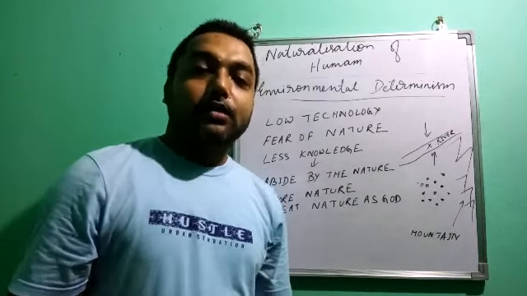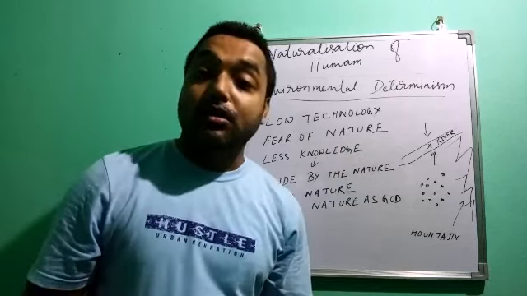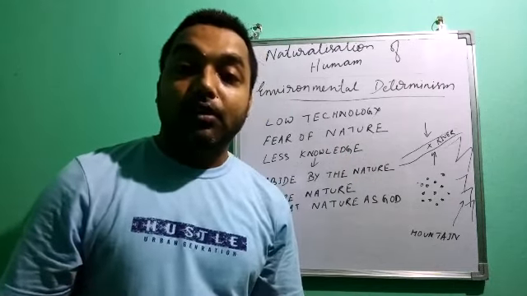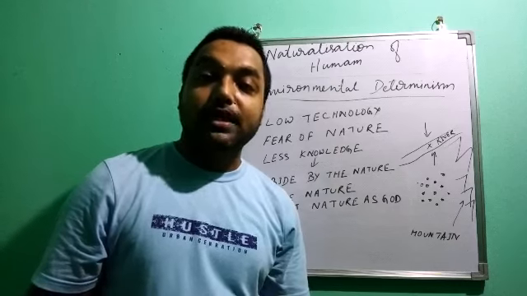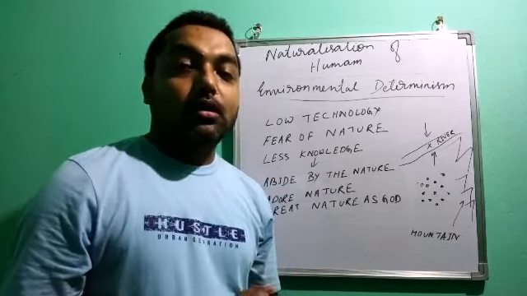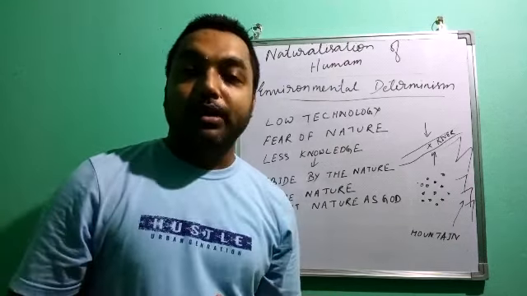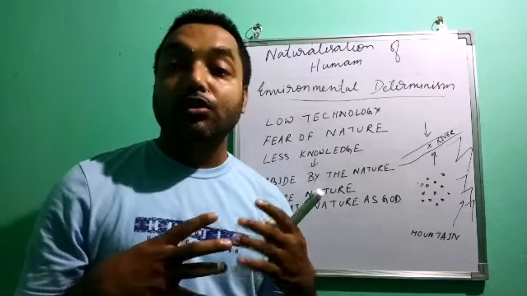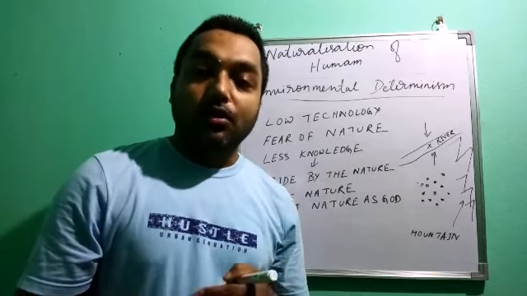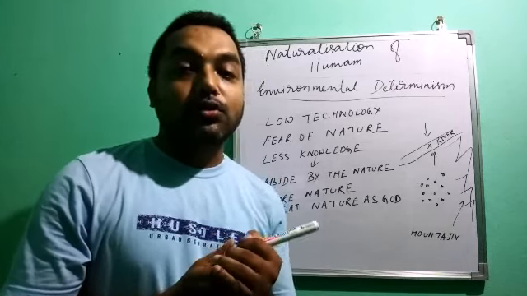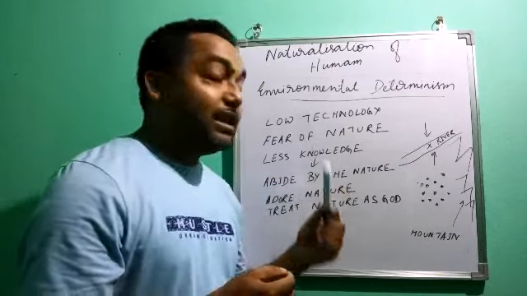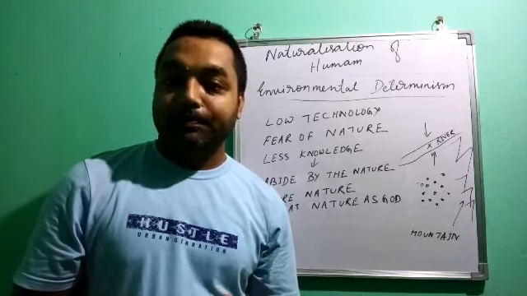So the first interaction, according to the type of man-environment relationship, was the naturalization of humans. During this, there was a time when technology was very little in the hands of human beings. Because of the low technology, human beings did not know nature very well. As a result, they were very much afraid of nature.